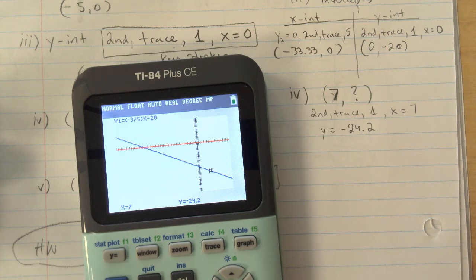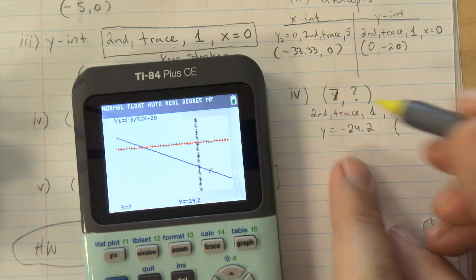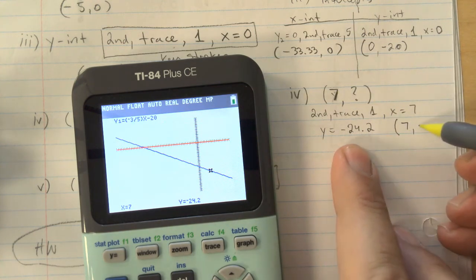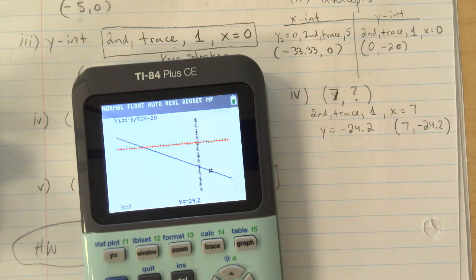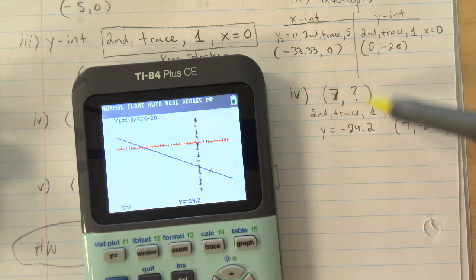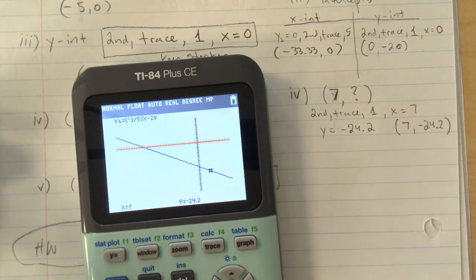So what did you just find? You actually found a point. And so what is that point? It's the point 7, negative 24.2. Okay? That's basically what you found. It's just a different way to go about it. You were given the x, you found the y. Now you have the coordinate of that point there.